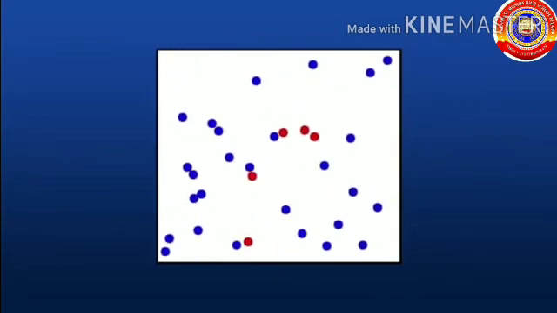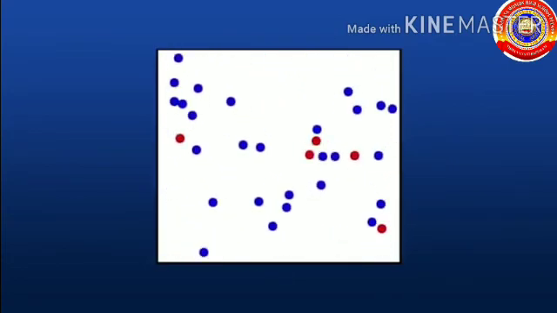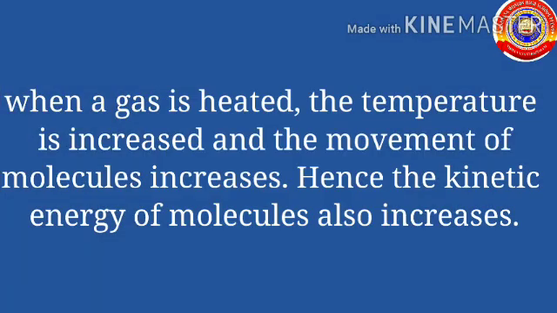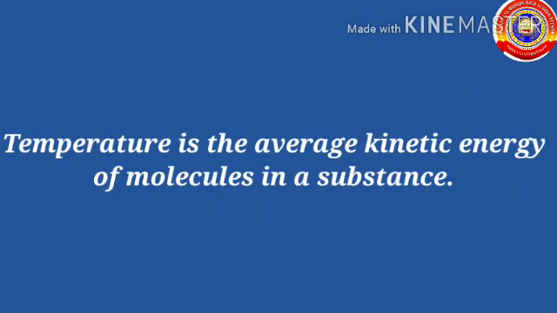Clear? Now, see the motion of the gas molecules. What is the energy gained due to the movement of molecules? Is it a potential or kinetic energy? As you know, when a gas is heated, the temperature is increased and the movement of molecules increases. Hence, the kinetic energy of molecules also increases. So, how can you define the temperature? The temperature is defined as the average kinetic energy of molecules in a substance. Is that clear? Temperature means it is the average kinetic energy.